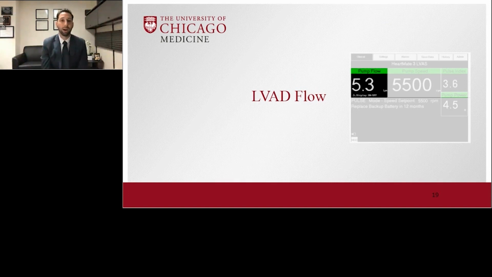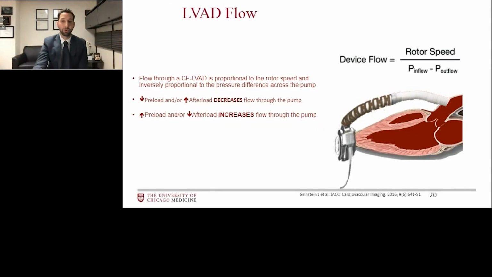So let's do LVAD flow, which is the parameter on the far left if one were to do device interrogation. There really only are three variables that influence LVAD flow. An equation on the top right of the screen defines LVAD flow. So in the numerator, we have the rotational speed of the LVAD, and this one makes a lot of intuitive sense. The faster you rotate the pump, the more flow that the pump is able to generate. And the slower the rotational speed, the less flow.